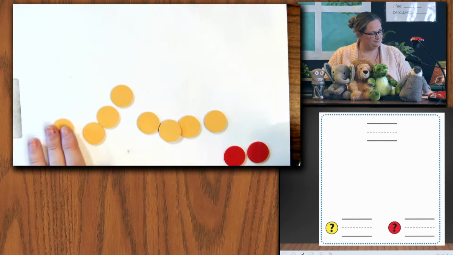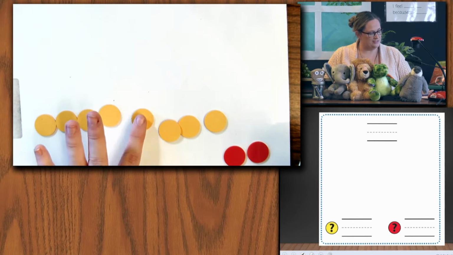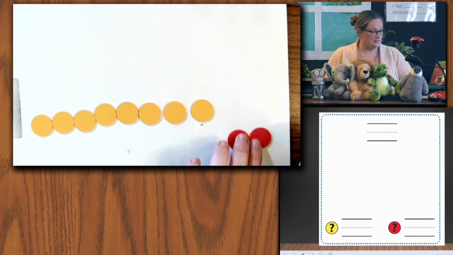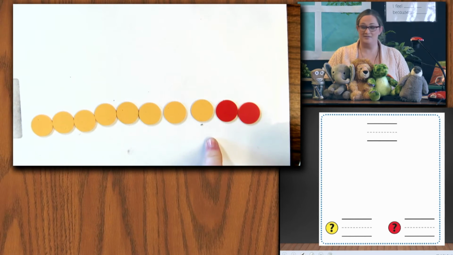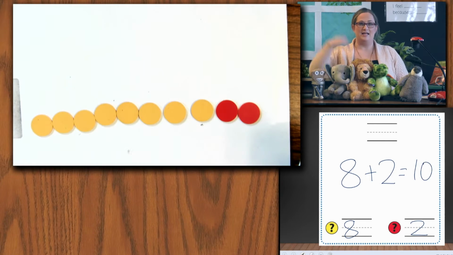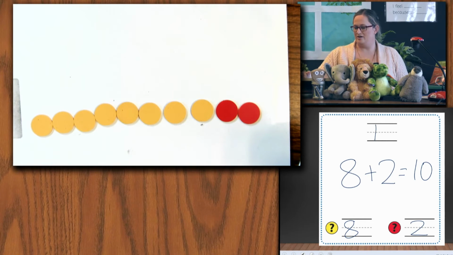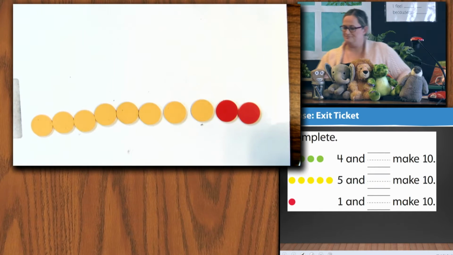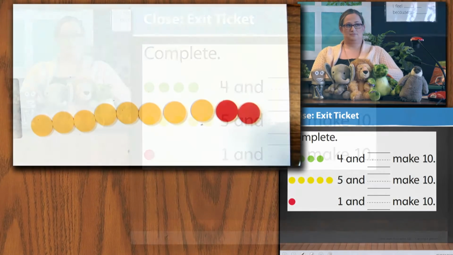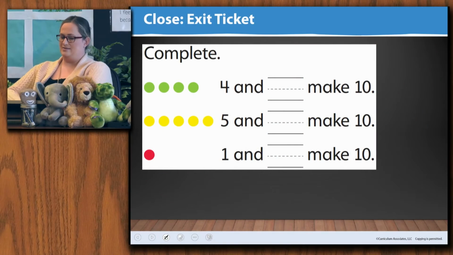All right. How many yellows? 8 yellows. 2 reds. 8 plus 2 equals 10. Let's say it. 8 and 2 makes 10. Very good. All right. Now, Mr. Kevin, we don't. Perfect.